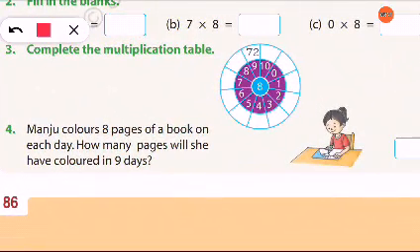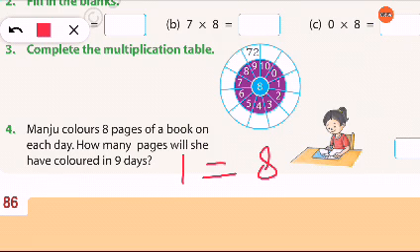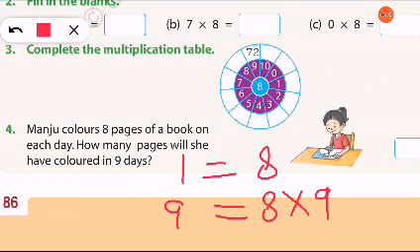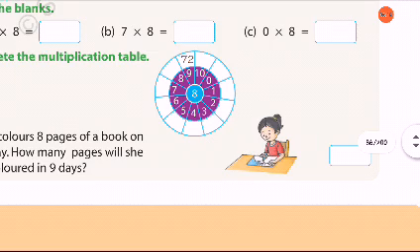Manju colors 8 pages of the book each day. How many pages will she have colored in 9 days? Manju colors 8 pages, meaning she has a drawing book. She colors 8 pages in one day. So in one day she colors how many pages? 8 pages. So in 9 days how many? 8 times 9. So the answer will be 8 9s are 72. We shall write here 9.